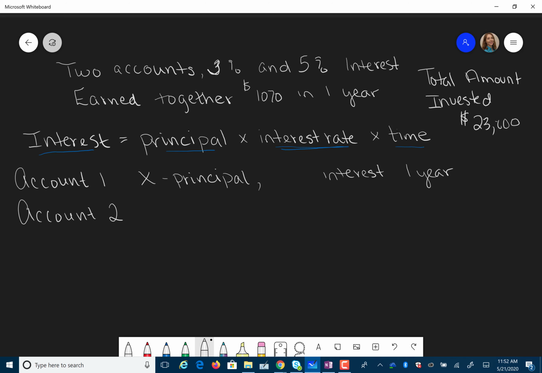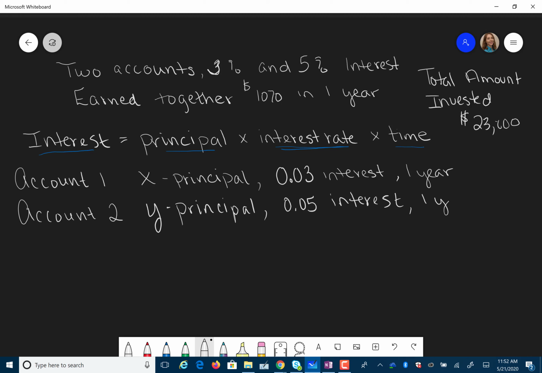So for this problem, we have x will be the amount that's in the account that pays 3% interest, and we give that as a decimal. And we'll go ahead and make y the amount in the second account. And that one is paying 5% interest, and again, that's for 1 year.